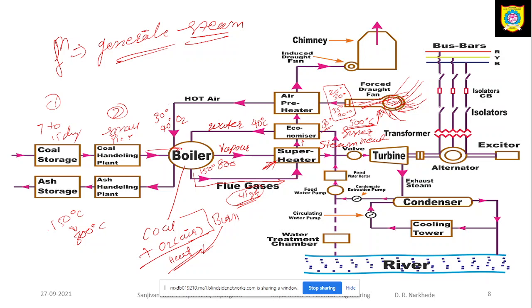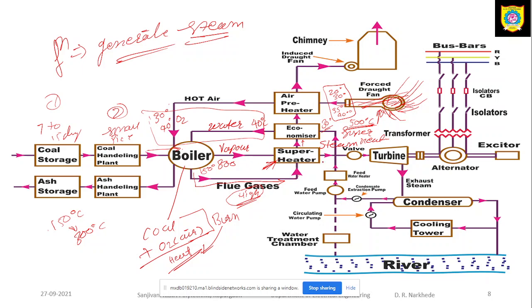Okay, so what happened now? My air is pure air, it does not contain moisture. Second, my air is at a higher temperature as compared to the atmospheric temperature. So definitely, because of these two, the thermal efficiency of the boiler keeps increasing. And with the superheater, the thermal efficiency of the overall thermal power plant keeps increasing.